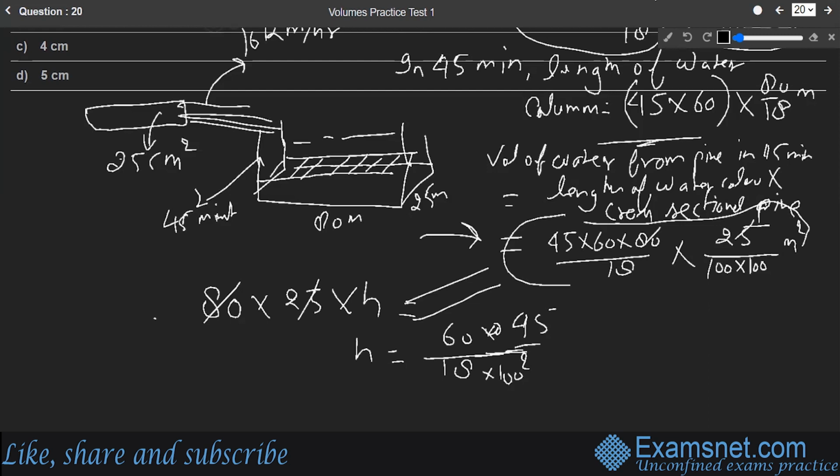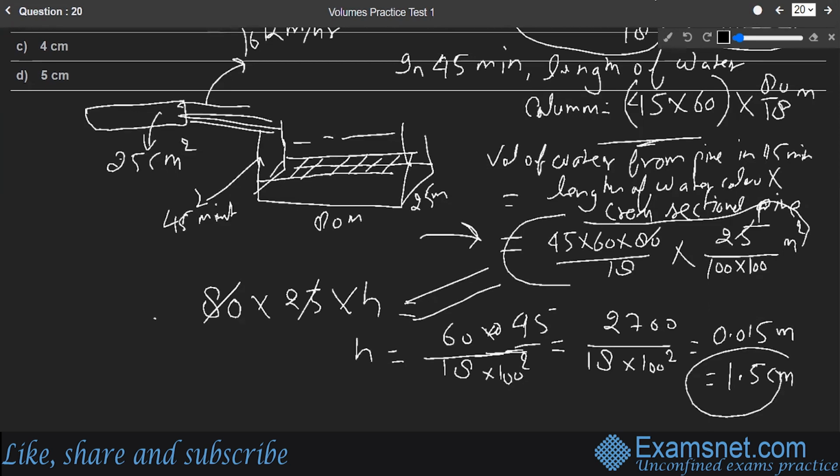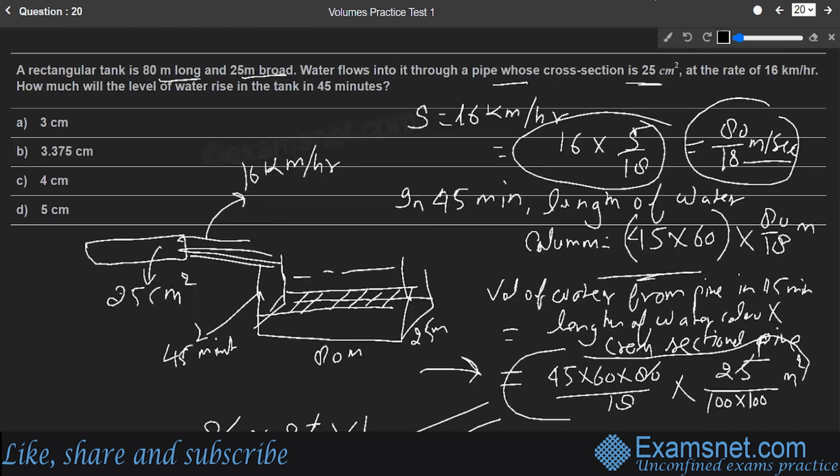So let us find out 60 into 45. 60 into 45 value is 2700 divided by 18 into 100 square. That is the next target. So 100 and 100, zeros can easily be gone. So we can solve this further. This has come out to be 150 over 100 square. If we calculate, that comes out to be 0.015. 0.015 value is coming in meters. So clearly in centimeter, it has to be 1.5 centimeter. So that is the level rise that should happen. So the right answer should be option number E, which is 1.5 centimeter.